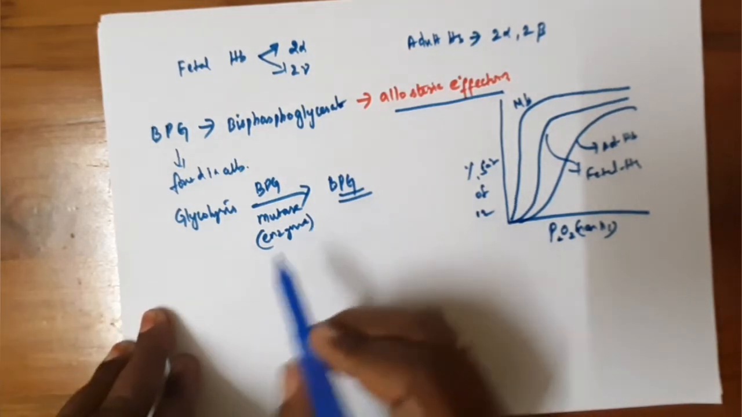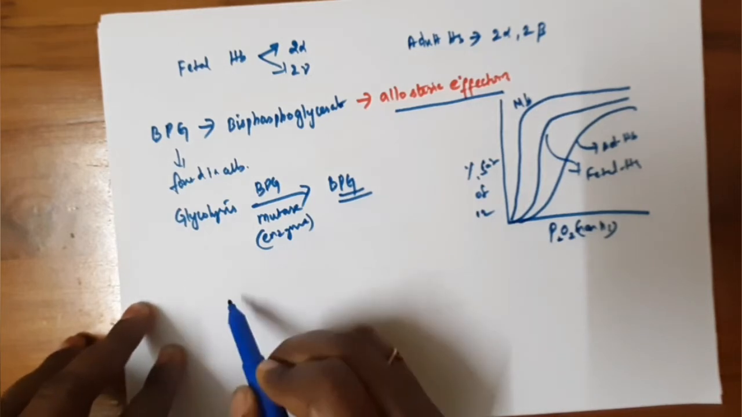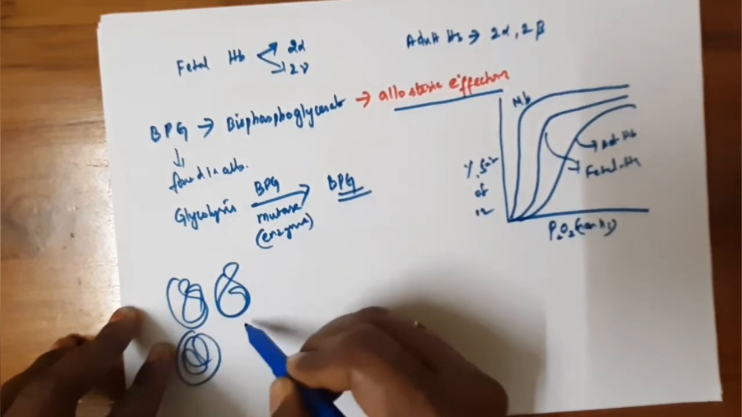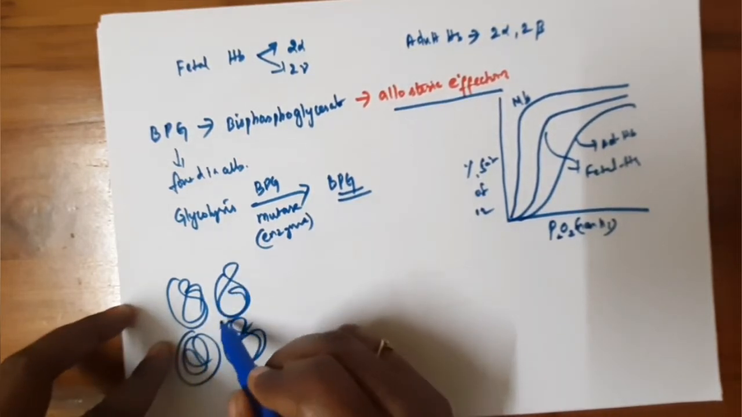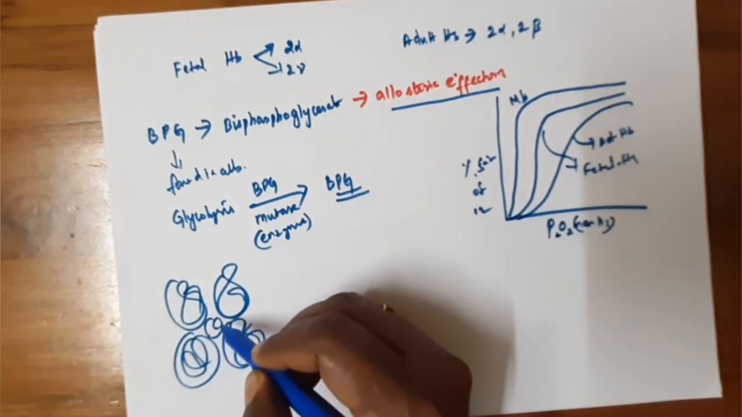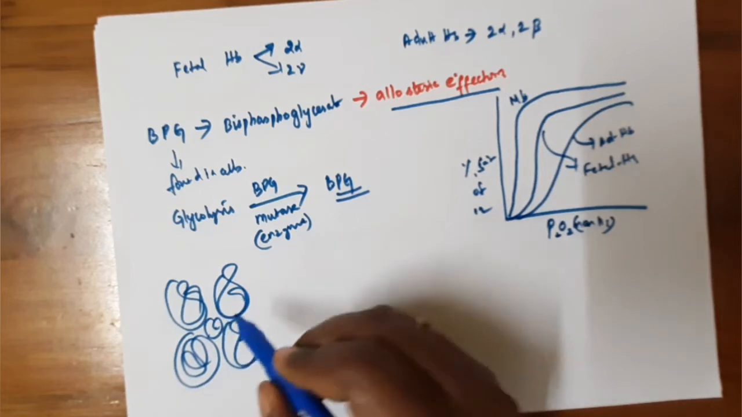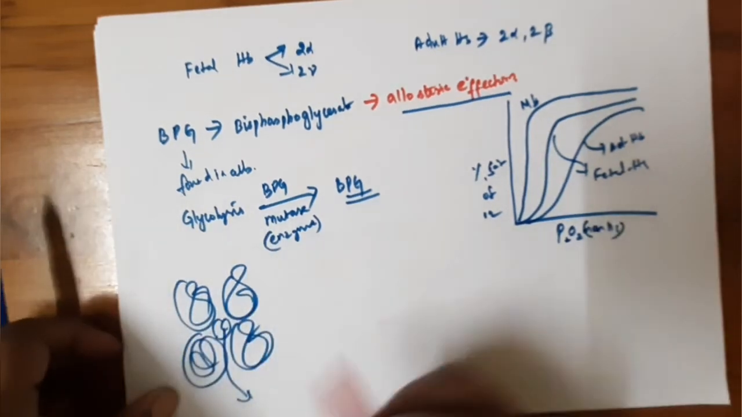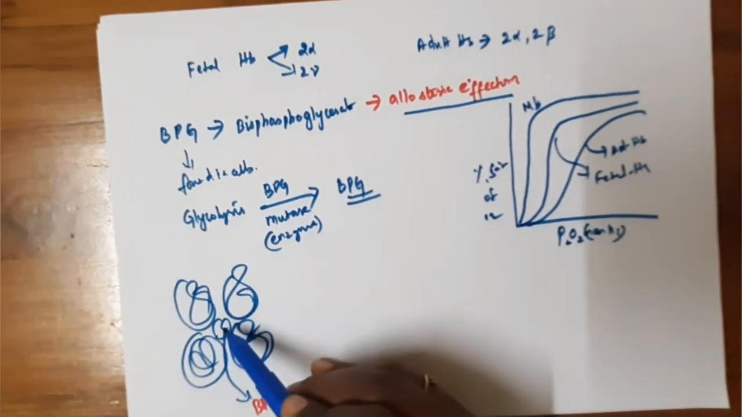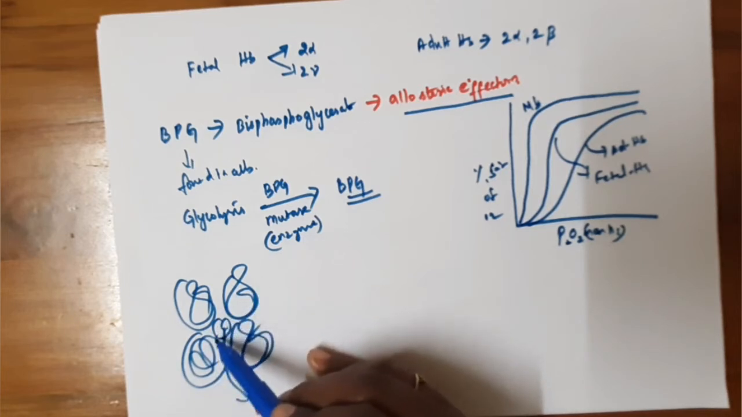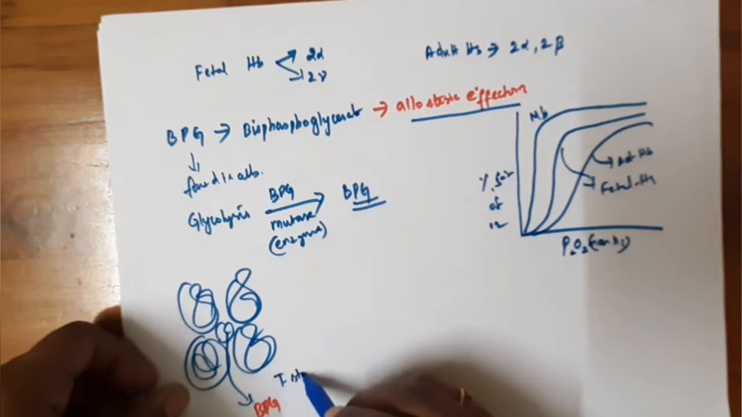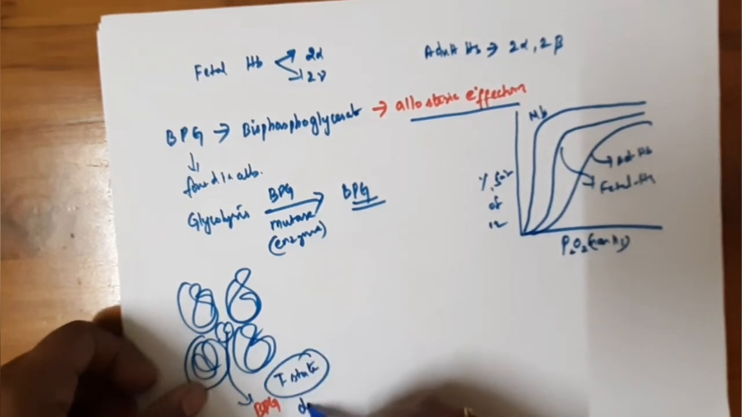So this BPG is found in the hemoglobin structure. The 4 subunits are linked by salt bridges. In the center of the 2 beta sheets, hemoglobin contains a BPG molecule, which is in the T state, that is the deoxy state.